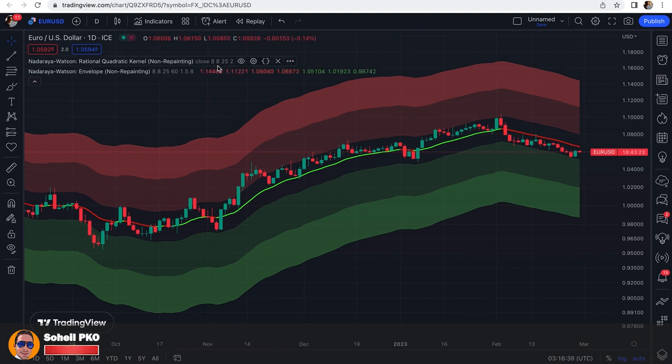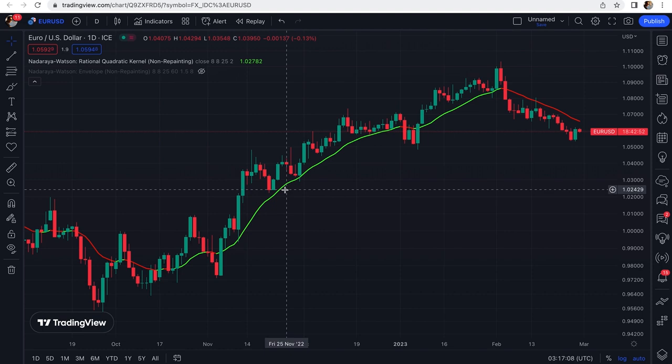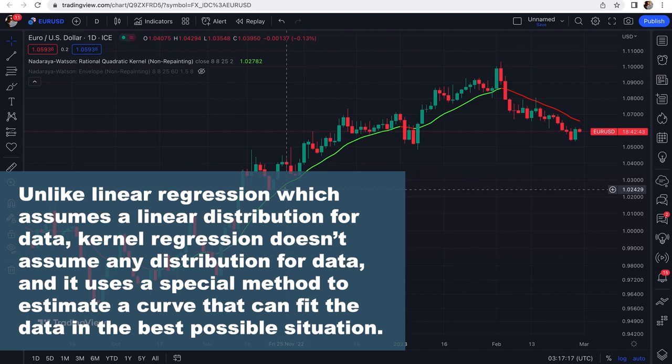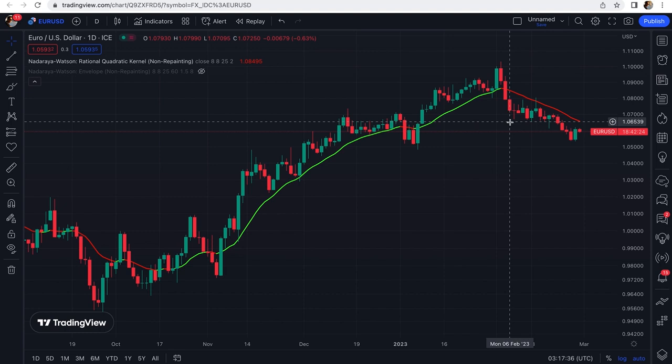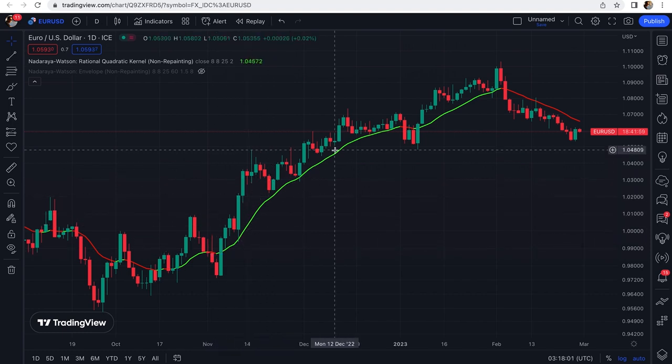Let me turn off this one with the envelope and first explain this one, which is Nadaraya-Watson regression, and it's actually a type of kernel regression. Unlike linear regression, which assumes a linear distribution for data, kernel regression doesn't assume any distribution for data, and it uses a special method to estimate a curve that can fit our data in the best possible way. So compared to linear regression, it can better fit the data since the market rarely moves in a linear direction. Because of this, we can have a better estimate of the changes that are happening in the market.